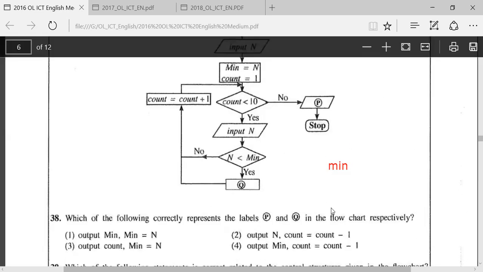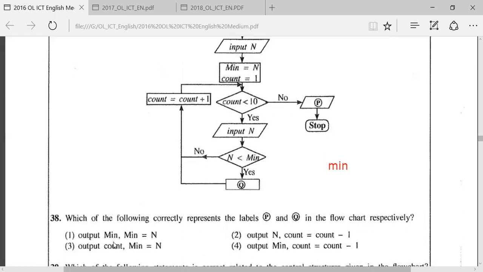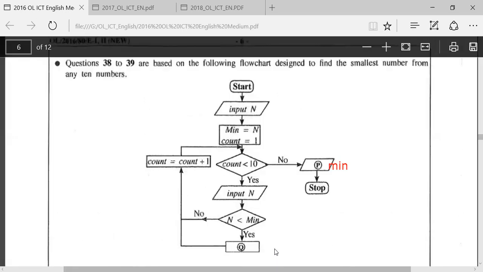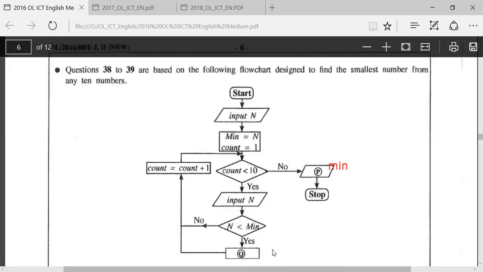First, I will consider the answer options. So there is output min, output count, output n, output min. So based on min command, there will be two, first one and the fourth one, right? So first one and the fourth one is having the output min. Just now leave it. We will consider the flow chart one by one.